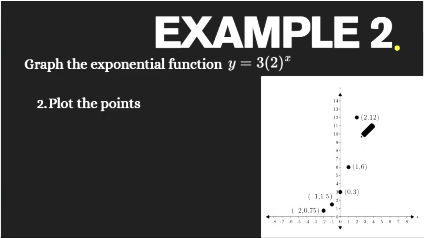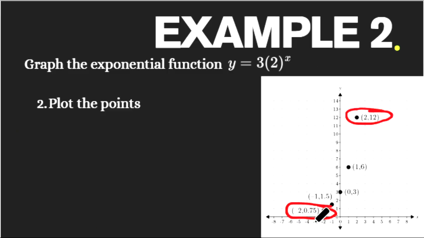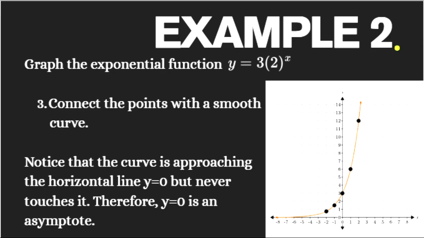And then if you come here, you can see here's my 2, 12 that we figured out. And here is my negative 2, 3/4 that we figured out. Okay, so it has all of the points now. So you plot the points on a graph. You should know how to do that. If not, GeoGebra will help you. And then you're going to connect them with the smooth curve.